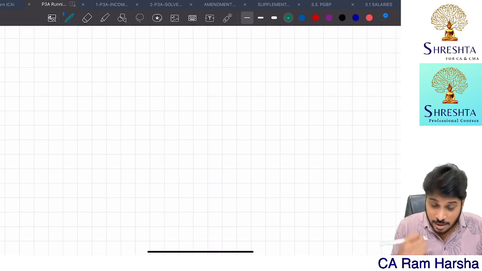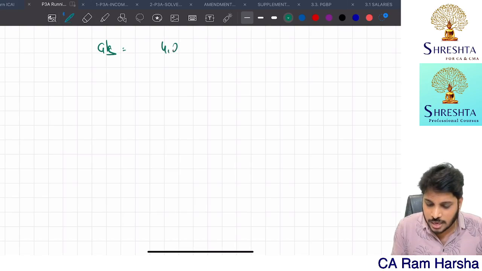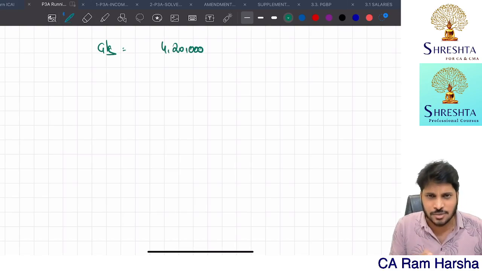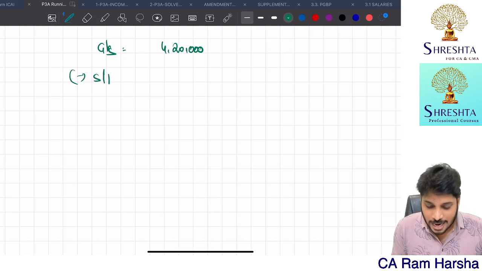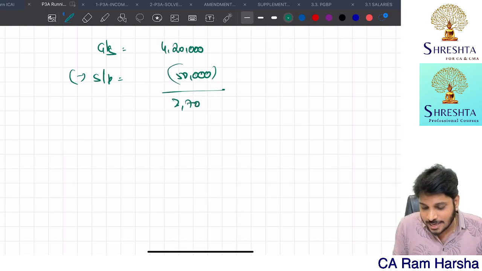Suppose I'm calculating salary income for an Agniveer. Gross salary, let's assume, is 4,20,000, that is 35,000 per month. Let's assume 4,20,000 minus standard deduction, how much? 50,000 flat. So now what is the net income from salary? 3,70,000. This is the net salary.